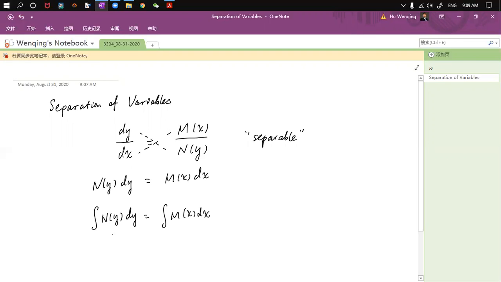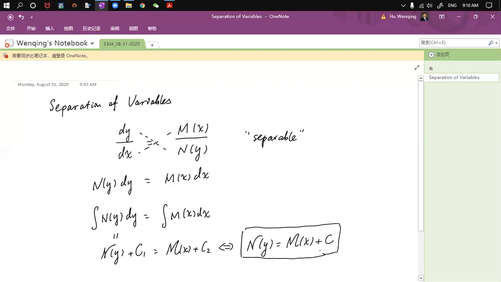Let's say the antiderivative of n is calligraphic N, so N of y plus c1 is equal to calligraphic M of x plus c2. So indeed it's a relation saying that a function of y is equal to a function of x plus a constant. That's a relation between the solutions y and x. Although it's not explicit, it is better than the differential equation, because now you don't see any derivatives. You have gotten rid of the derivatives by doing integrations.